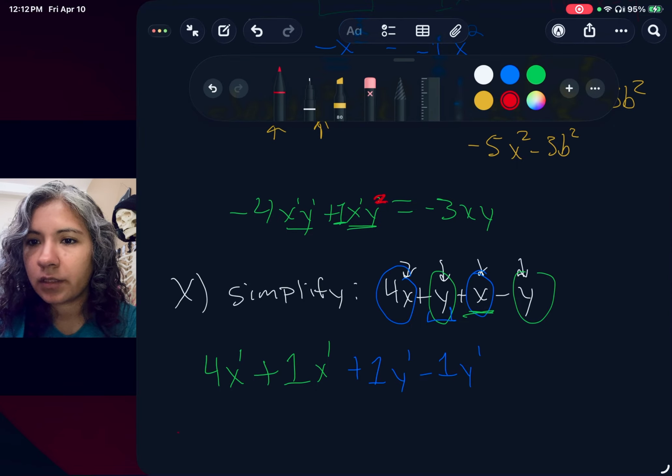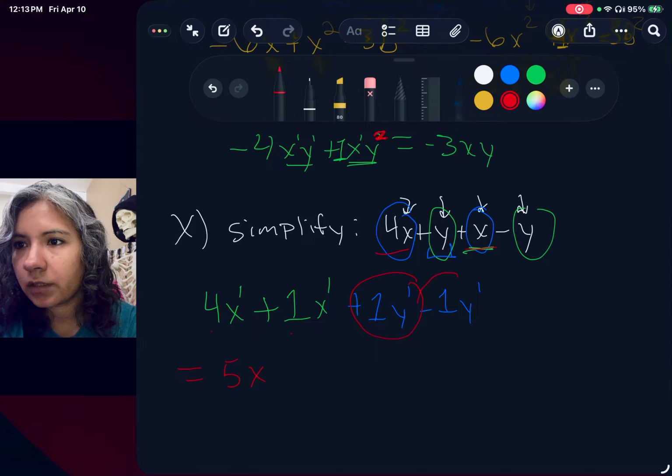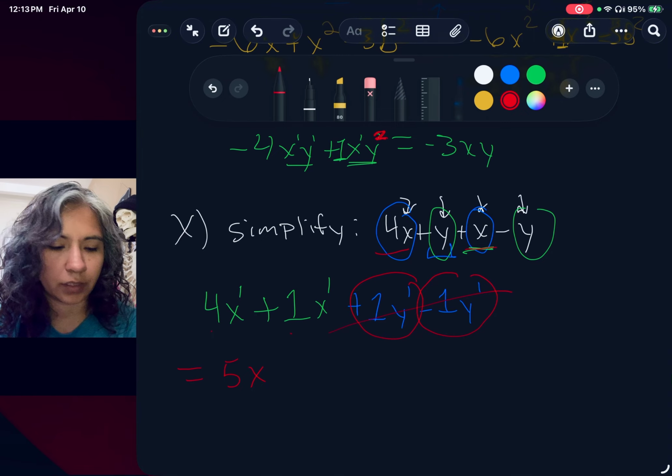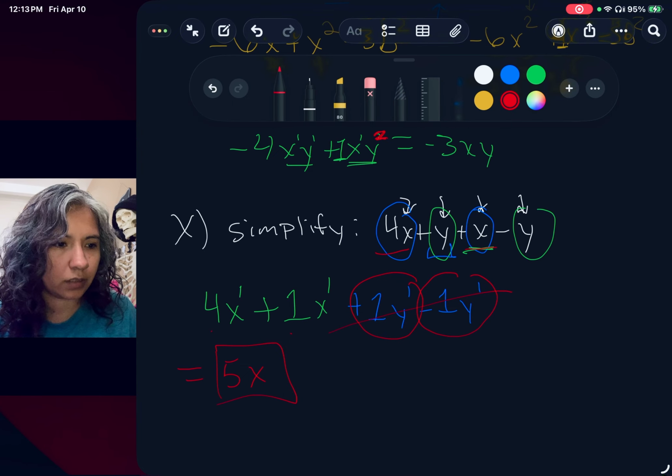So that's going to give us 4 plus 1 is 5. We leave our x, you don't have to write the 1, so 5x. So 4x plus x, that's 1x. So we have 5x. We have opposites here, plus negative of the same number, so those are going to cancel out. Because plus 1, y1, minus 1, y1. So our answer for this is just going to be 5x plus 0, which is just the 5x. Okay?